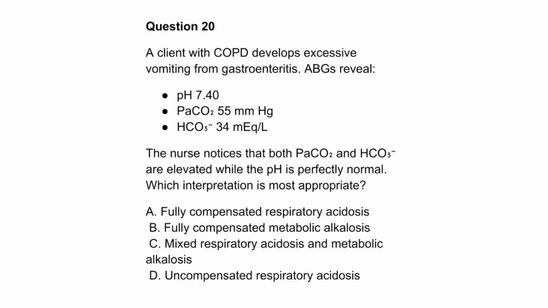ABGs reveal pH 7.40, PaCO2 55 millimeters of mercury, HCO3 34 milliequivalent/L. The nurse notices that both PaCO2 and HCO3 are elevated while the pH is perfectly normal. Which interpretation is most appropriate?